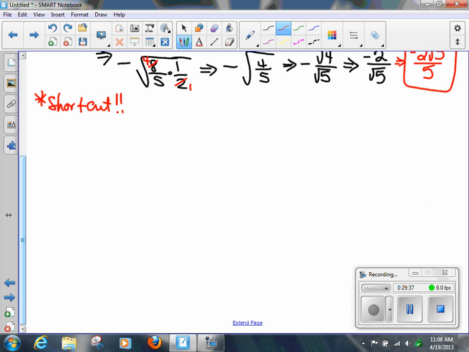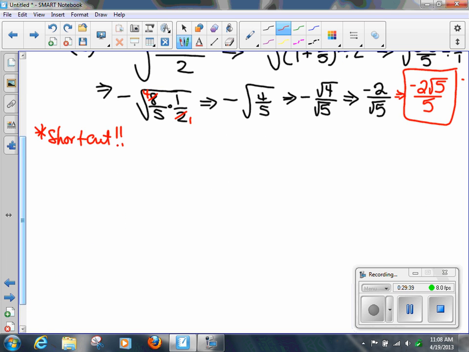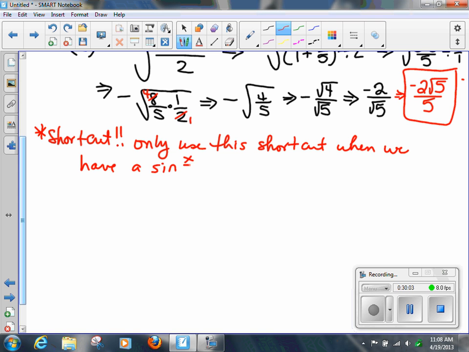Folks, the only time I recommend for you to use this shortcut is when you have already solved for sine of the half angle and cosine of the half angle. Only use the shortcut when we have a sine of the half angle value and a cosine of the half angle value. That's the only time you use it.